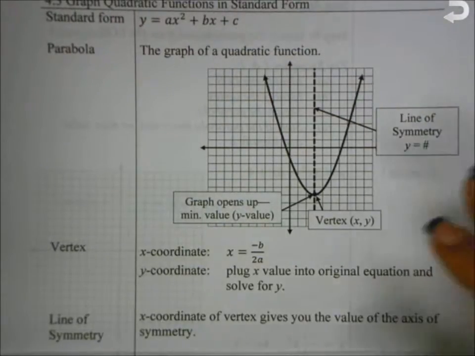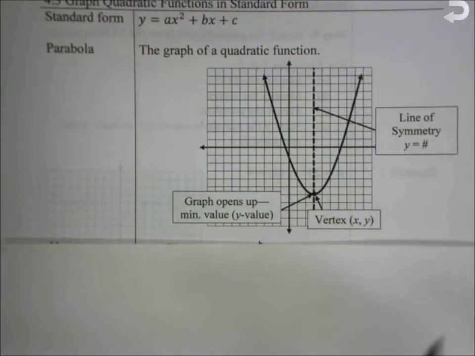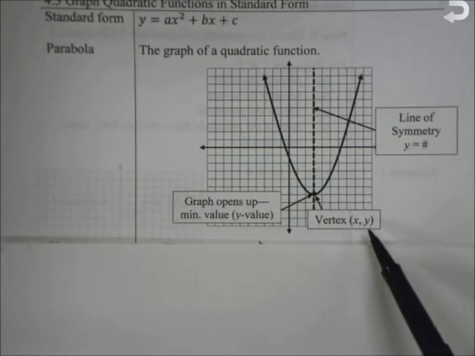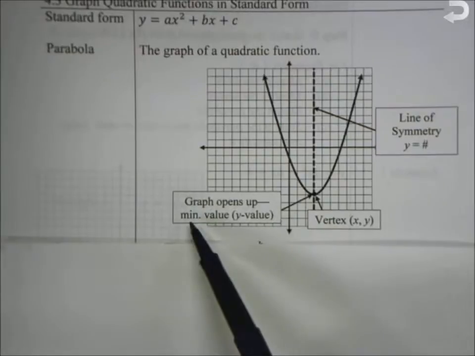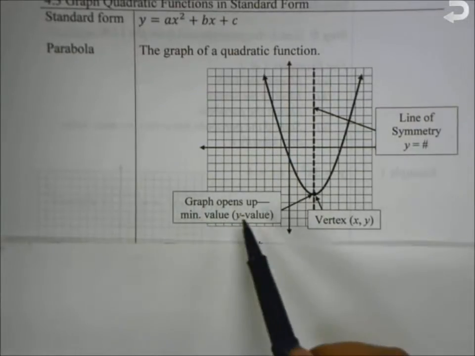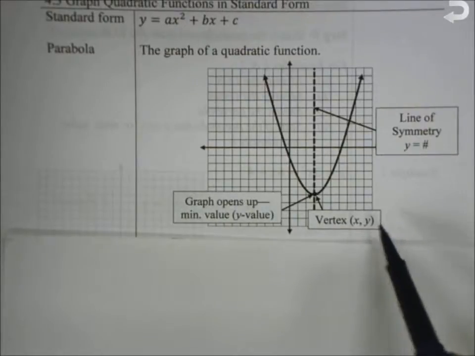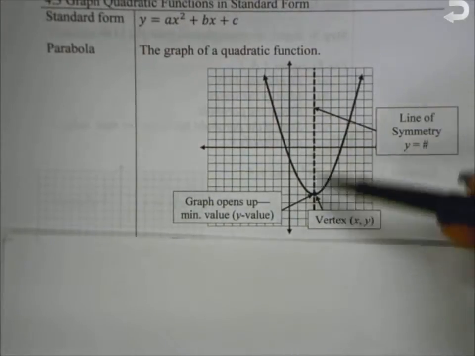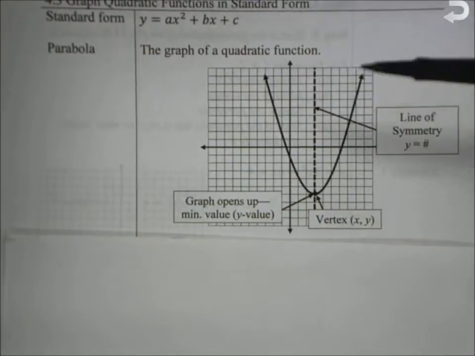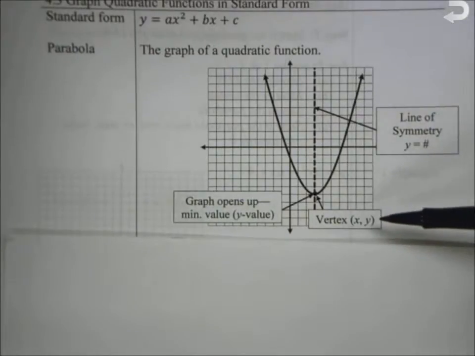Let's look at that. The vertex is going to be a point x comma y. If you are asked to find the minimum or the maximum value, it's just going to be what the y value of that point is. Okay, and the line of symmetry is going to be a vertical line, so it is x equals whatever the x value of the vertex is. Okay?